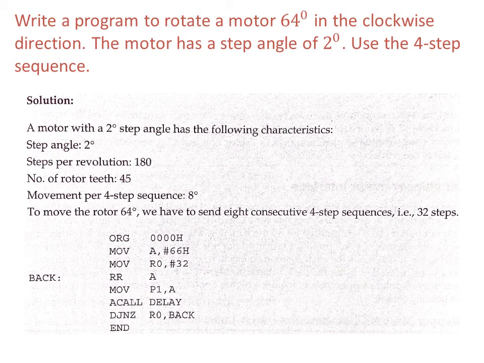Then RR A, rotate right accumulator, that is 66H rotated right, which generates the next sequence. Move that rotated sequence into P1, then call a delay, then DJNZ R0. Now R0 is 32, decrement it, and if it is not equal to 0, go back to the label, rotate the sequence and continue the same till R0 becomes 0. So this rotates the stepper motor 64 degrees in clockwise direction. After that it stops.